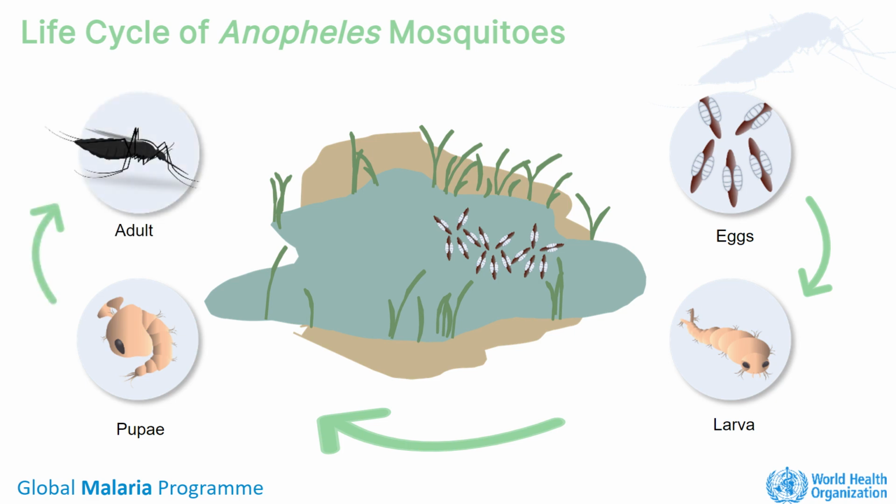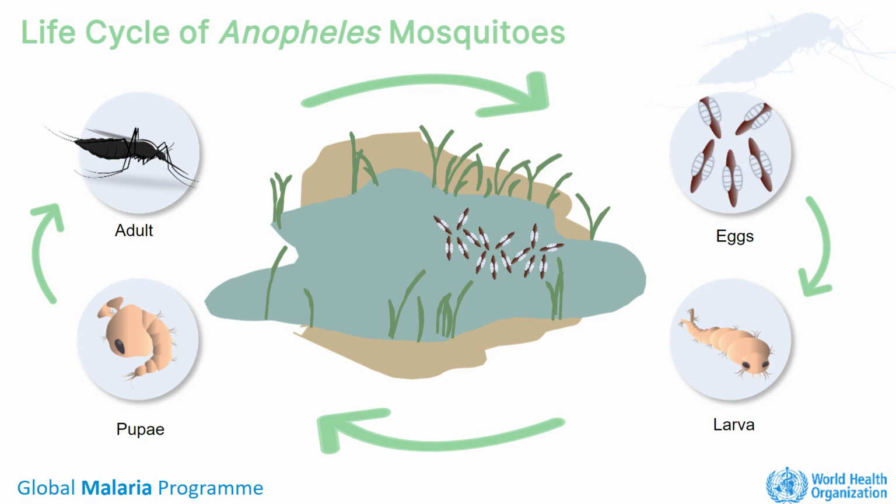The time between egg and adult varies by species and temperature. The development could be as short as 7 days, but usually takes 10 to 14 days in tropical areas. In general, mosquitoes develop through these 4 stages at a faster rate at higher temperatures. One of the reasons there are more mosquitoes in warmer climates.